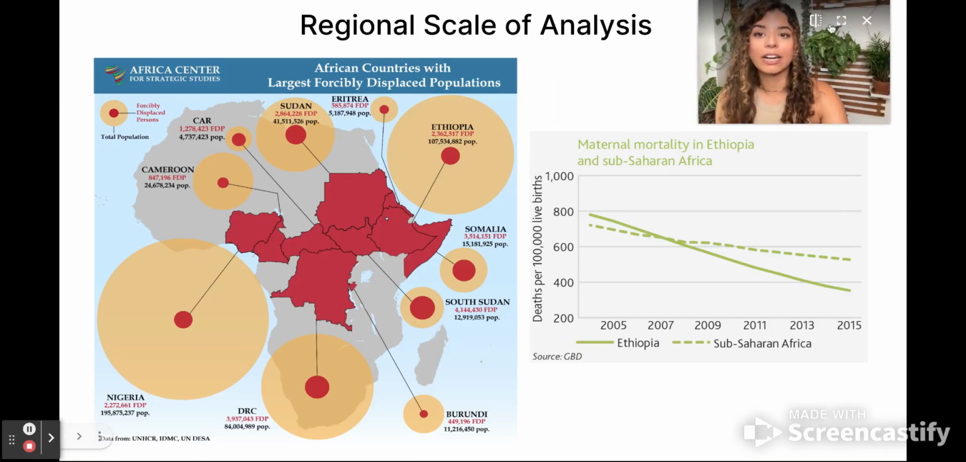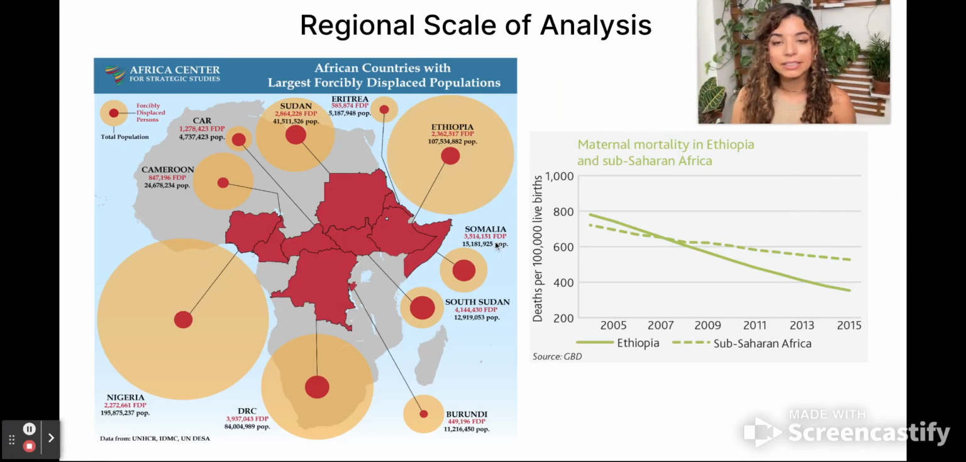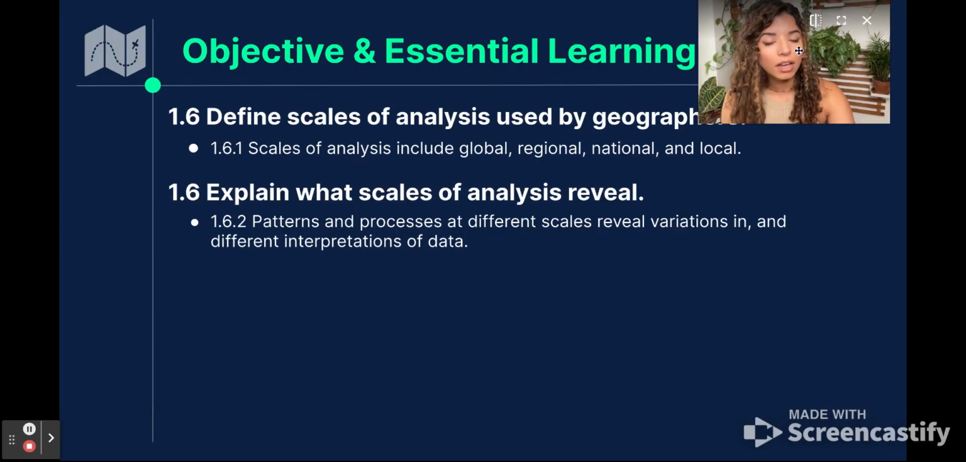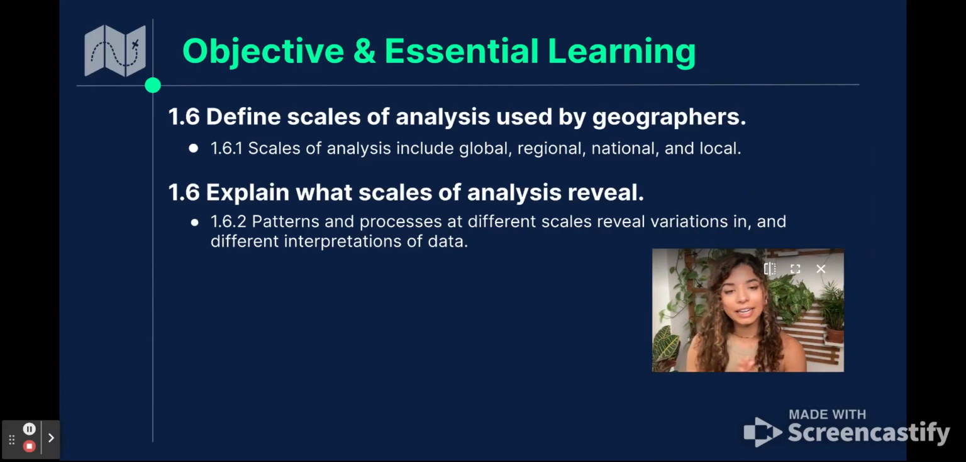Then we have regional analysis. So instead of looking at country by country, we could then look at regions like, let's say, Southeast Asia, North Africa, and so on. So big takeaway, scales of analysis can reveal different elements of a particular characteristic, and typically we see global, regional, national, and local scales that are used in this course.